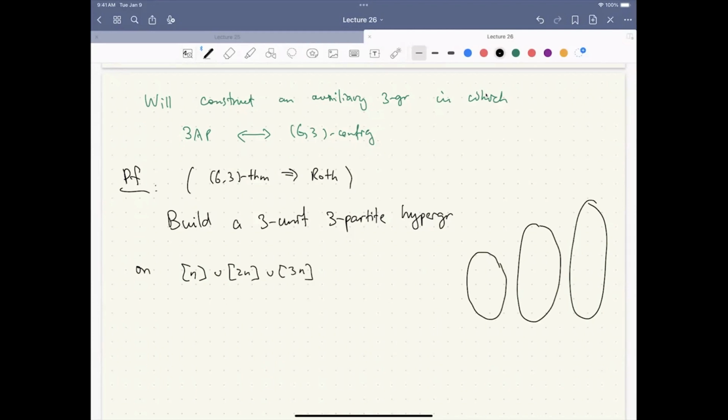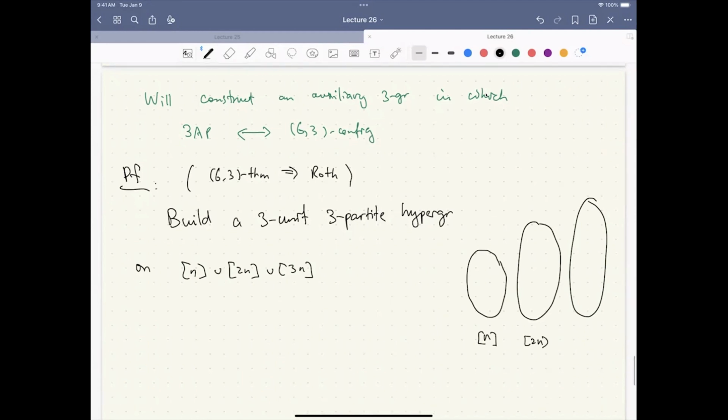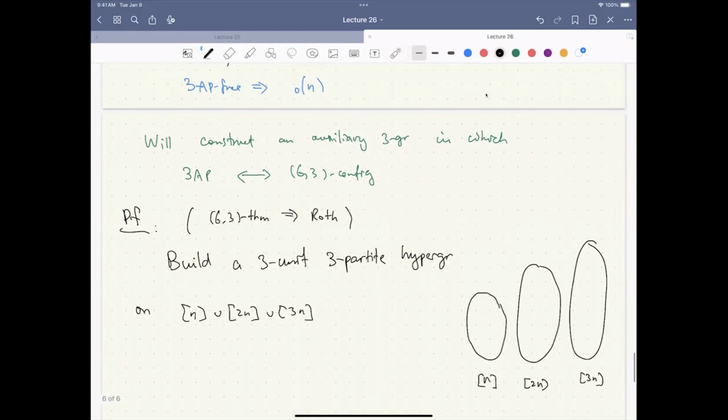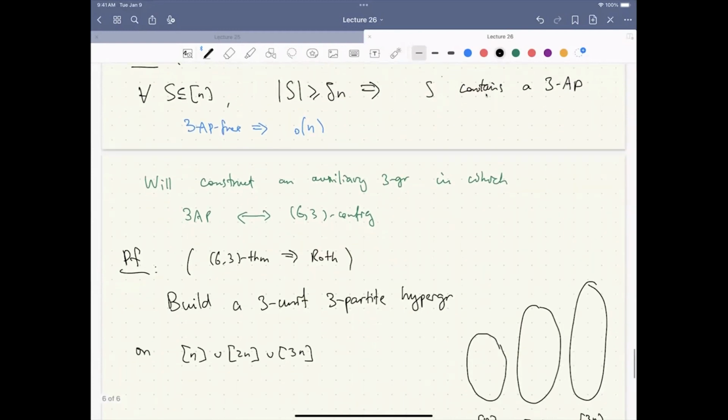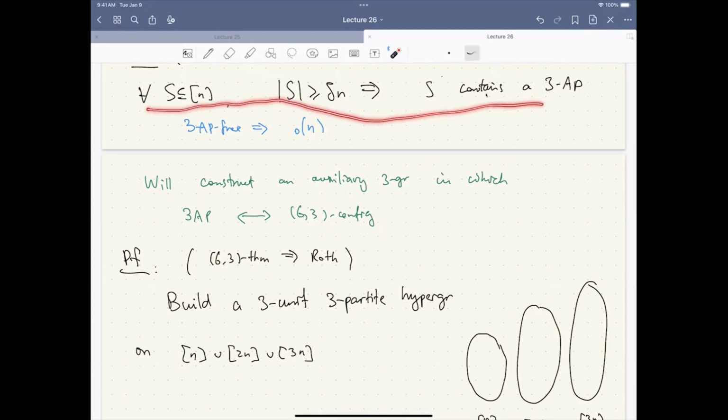So the three parts of the vertices are, respectively, the first n integers, that's the first part, the first two n integers, the second part, and the first three n integers, the last part. And what do we have? We have a set. Suppose the contrary, suppose we have a set S that's 3AP free, but the size is delta n.